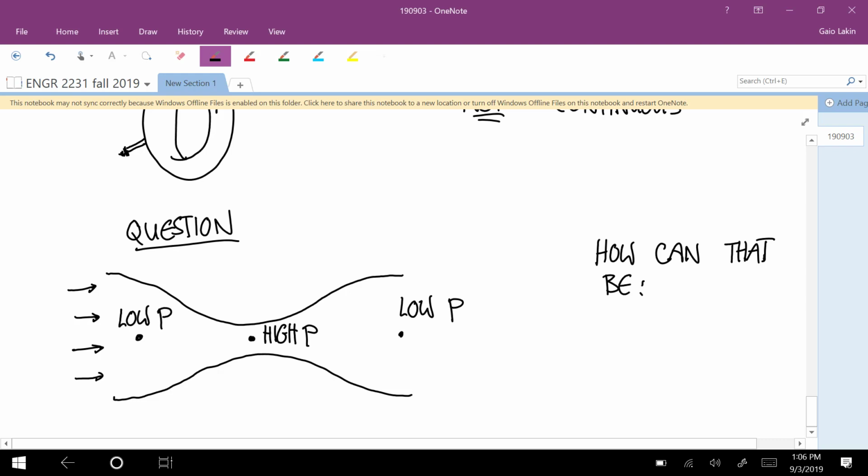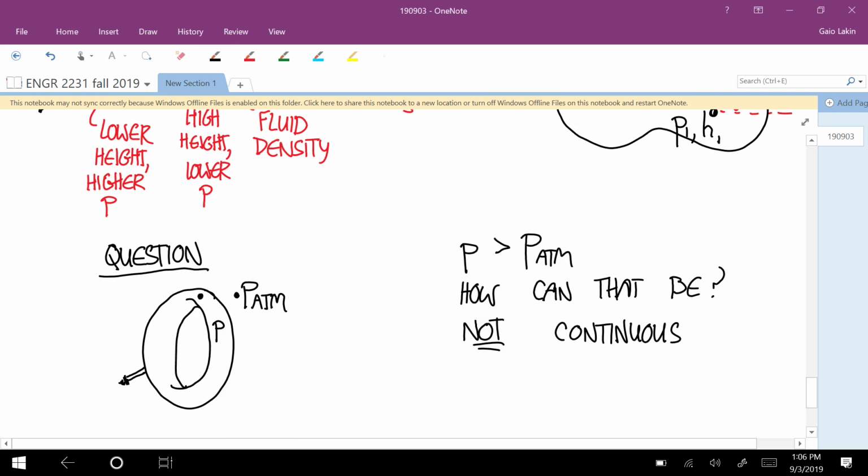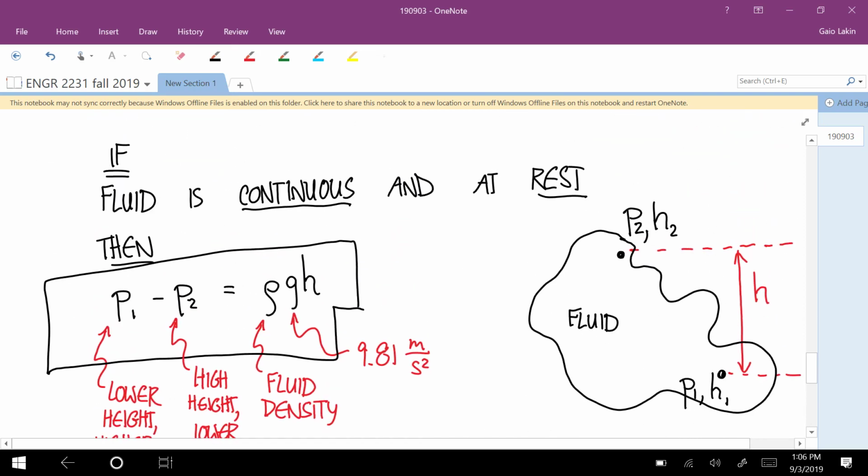In this case, the fluid is all continuous. I just want you to think of the two requirements here. Since this fluid is moving through that tube, through that tunnel, it's not at rest.